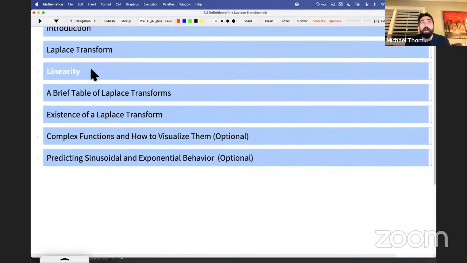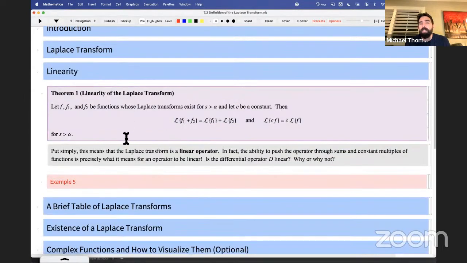Let's talk about another property of the transform, and that's the fact that the transform is linear. It's a linear operator. So for you mathematicians and engineers, linear operator means the same in every class. It basically means you can push the operator through sums, like so, and it means you can push the operator through constant multiples, like so. And I already mentioned this before, but the derivative is a linear operator. The integral is a linear operator. Linear operators have nice properties that make them easier to work with.